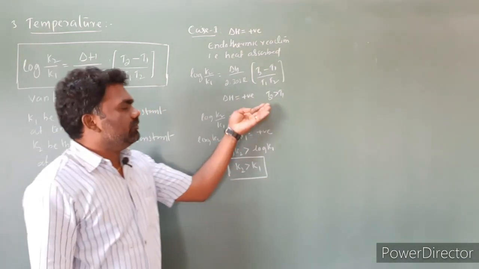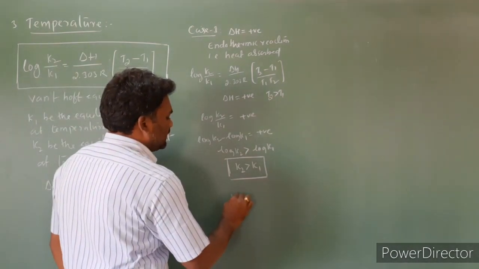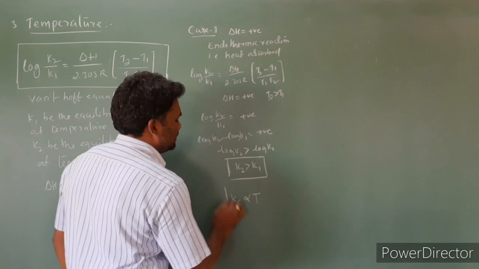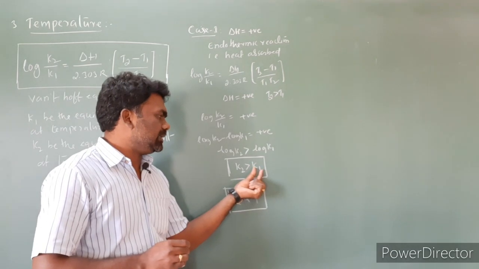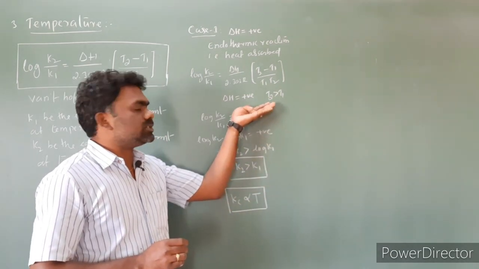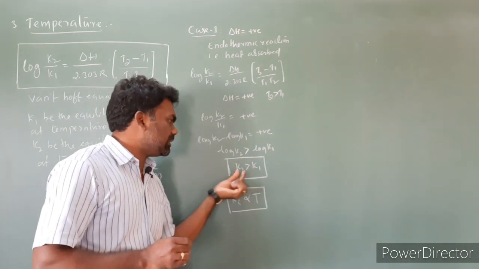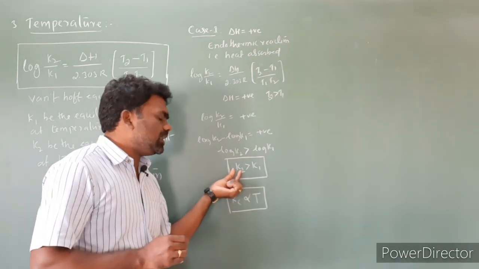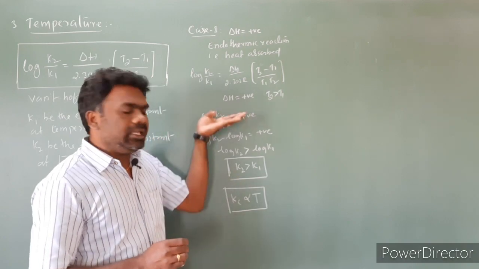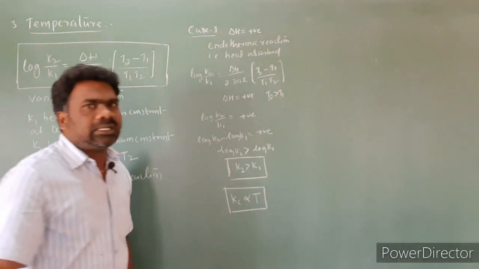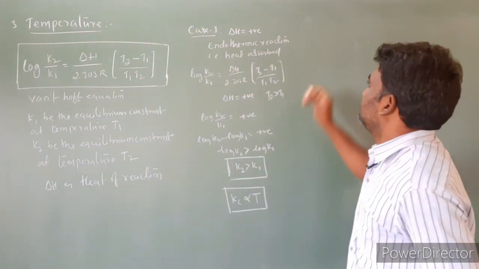So this indicates that when the temperature increases, the equilibrium constant increases. This means that Kc is directly proportional to temperature. Here the initial equilibrium constant is K1. When the temperature rises to T2, the K2 value increases, so the equilibrium constant value increases. K2 is greater than K1, in the sense that the final value is more. So when the temperature increases, the equilibrium constant increases. This is the first case.